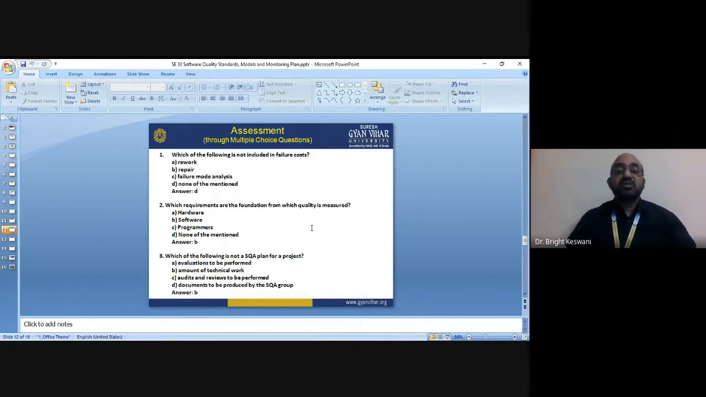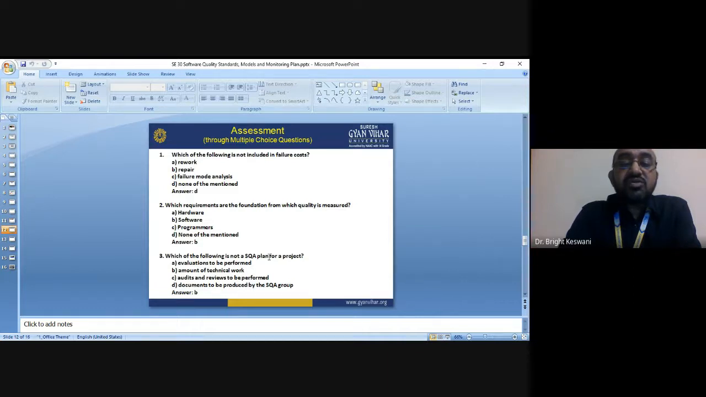The first question is, which of the following is not included in future cost? Rework, repair, failure mode analysis, or none of the mentioned. None of the mentioned. Which requirements are the foundation from which quality is measured? Hardware, software, programmers, or none of the mentioned. The right answer is B, software.